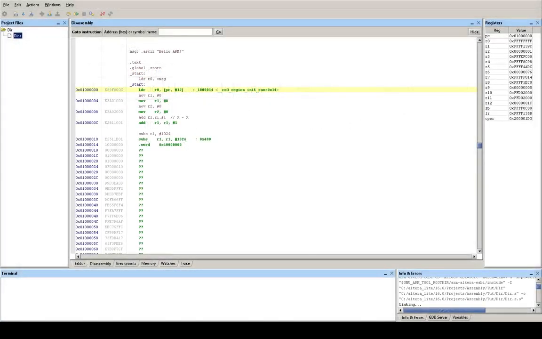Let's see that in the assembler. So here I have the instruction SUBS R1, R1, 1024, essentially subtract 1024 from R1 and store the result back into R1. The hex value we get for that instruction is E2511B01, which is what we got when we did it manually.